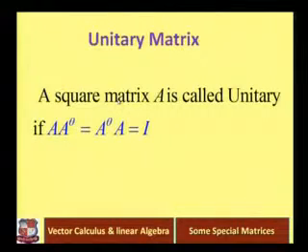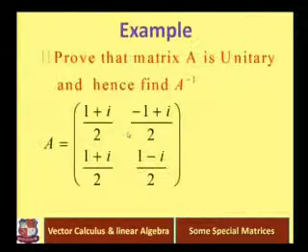Now we discuss the unitary matrix. A square matrix is called unitary matrix if it satisfies this condition: A into A theta is equal to A theta into A is equal to I, where I stands for the identity matrix. If the matrix A satisfies this condition, we say that matrix A is a unitary matrix.